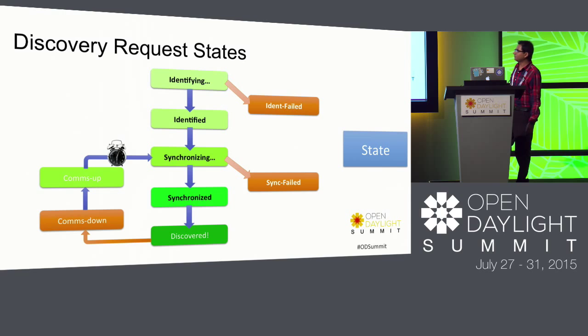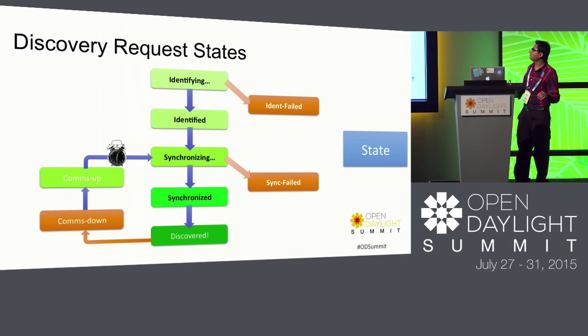Discovered means it's managed and it's discovered in the controller. Now, for whatever reason, if the device communication goes down, it goes to comms down state. If it comes up, comms up state. And whenever it comes up, it goes through synchronization again, in case it lost some port or some connection. And while all this is happening, we are keeping track of the state that's associated with the device.